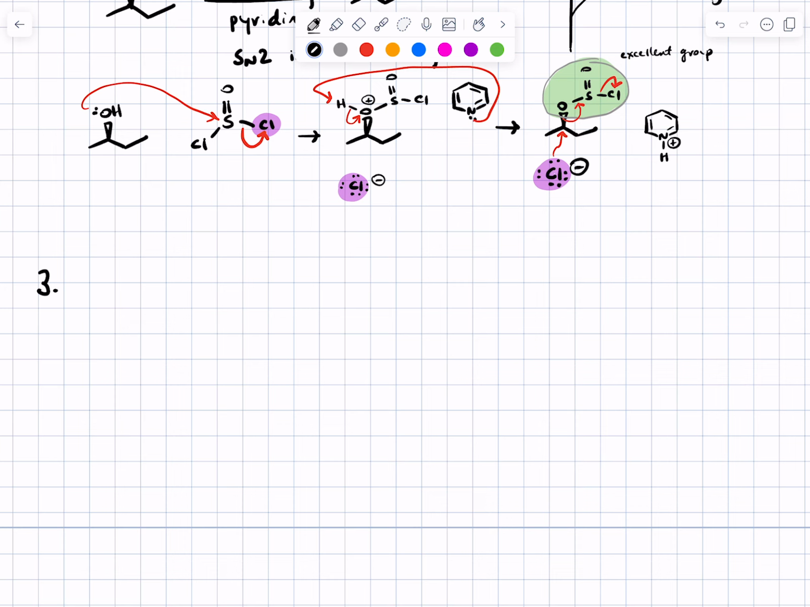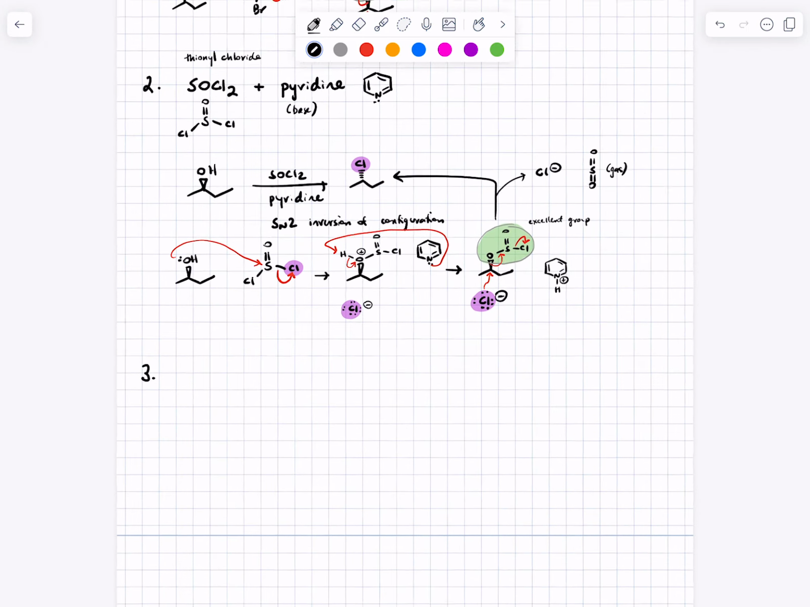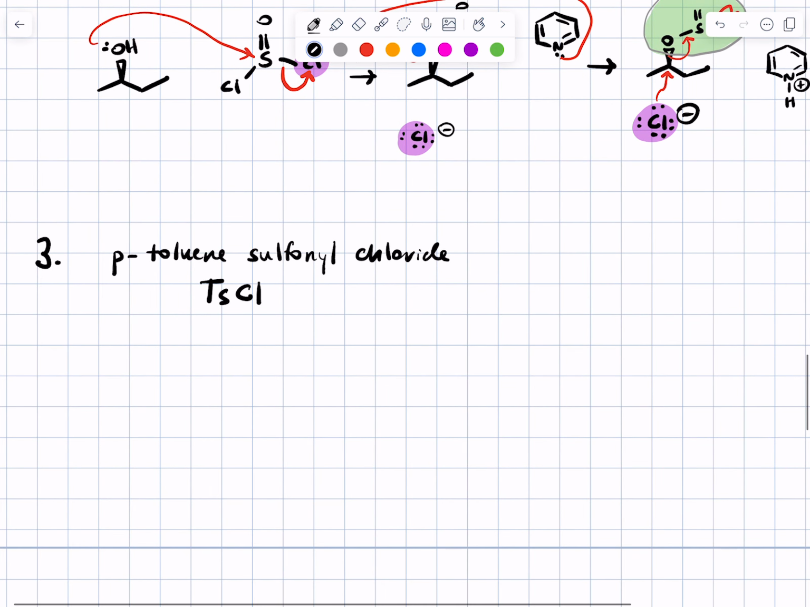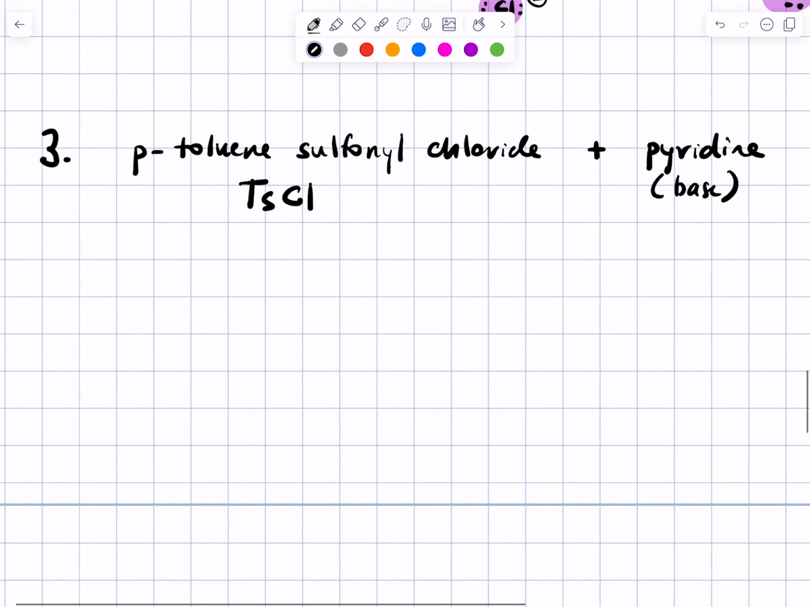So let's see. The final set of reagents is para-toluene sulfonyl chloride. That sounds horrible. We'll abbreviate it as TsCl. And again, we're going to be using pyridine as a base. All right, what is para-toluene sulfonyl chloride?